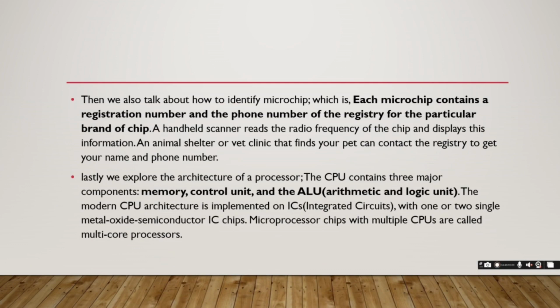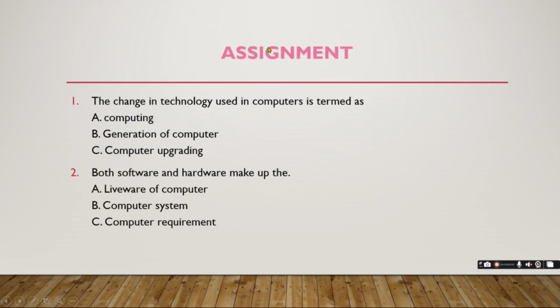Lastly, we explained the architecture of the processor, and we said the CPU contains three major components, which are the memory, the control unit, and the ALU, also known as the arithmetic and logic unit. The modern CPU architecture is implemented on an IC.